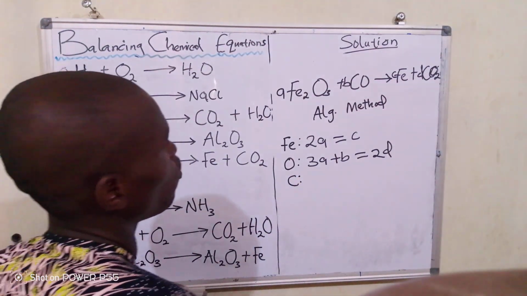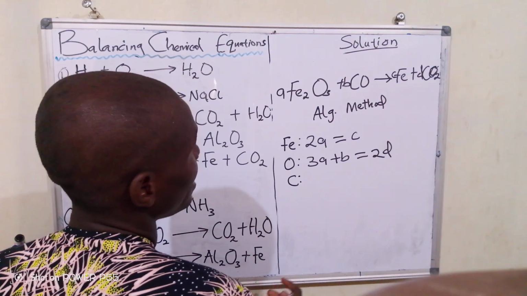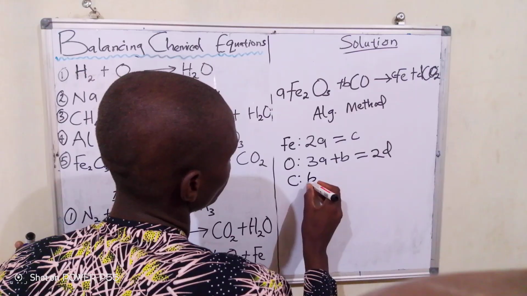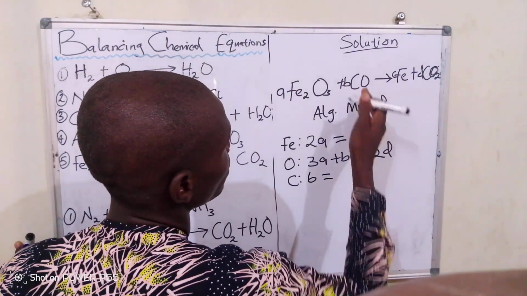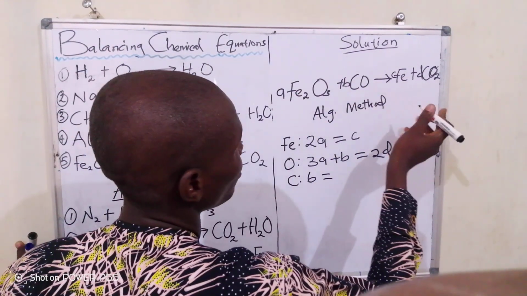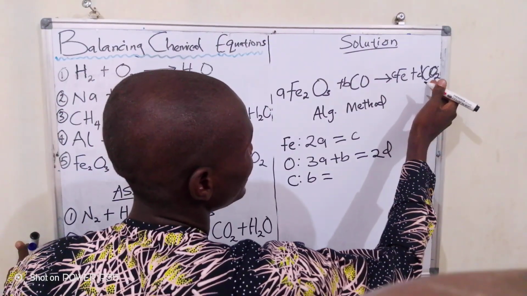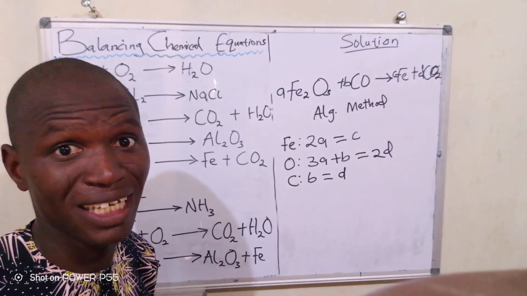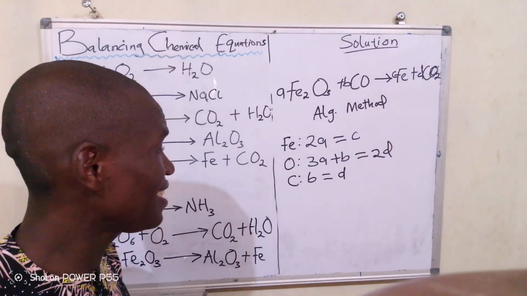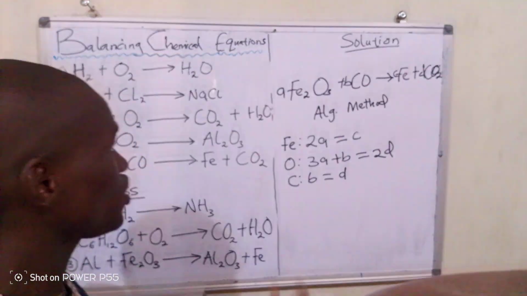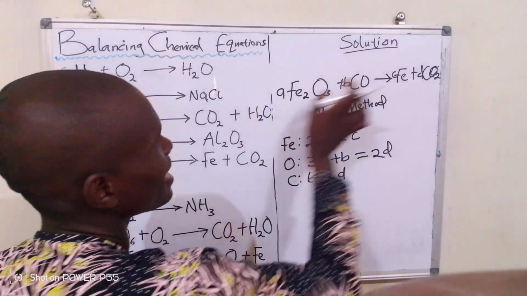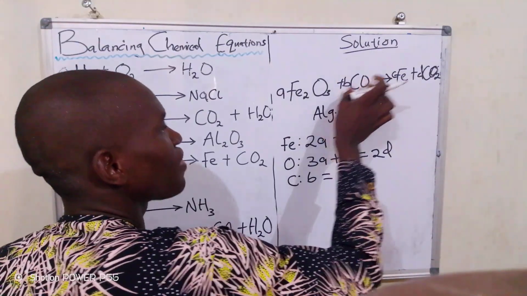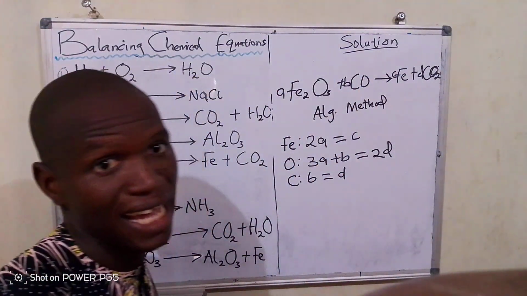Let's go to the next one. The last element is carbon. Carbon is B here, is equal to, because we have only one here, no plus, is equal to D. Very simple. I hope this is clear. Is it clear to this point? We are just trying to say the number of atoms of iron on this side must be equal to the number of atoms on the other side, the number of oxygen equal to the number of oxygen, the number of carbon equal to the number of carbon on the other side.